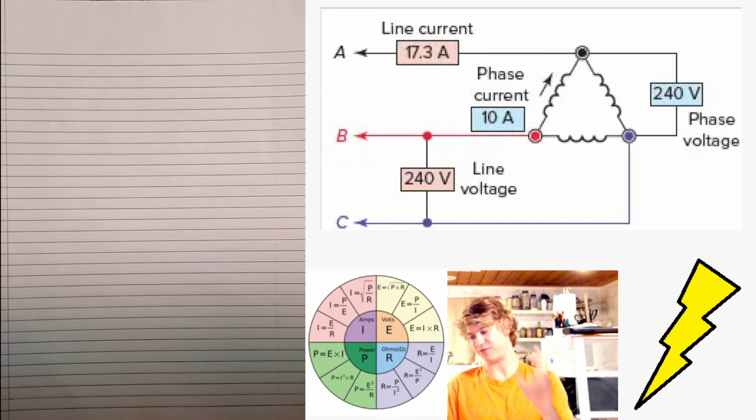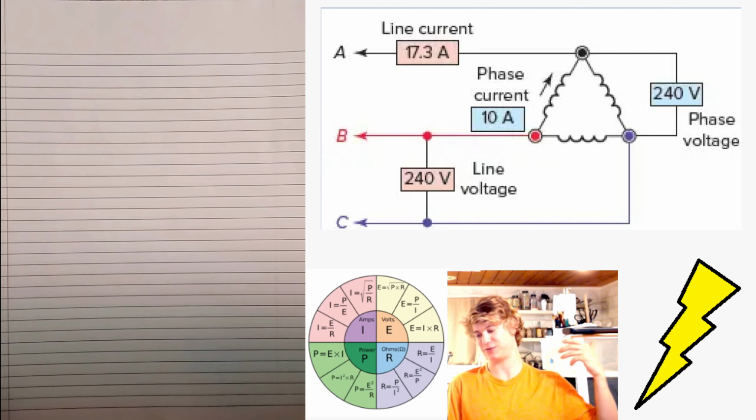How do the line and phase voltage and currents for a Y-connected alternator compare in value? Okay, so let's first think line and phase voltages for Y connection. And as we learn, the line voltage is larger than the phase voltage by the factor of the square root of 3, so multiplied by 1.73. In other words, phase voltage times 1.73 equals line voltage.